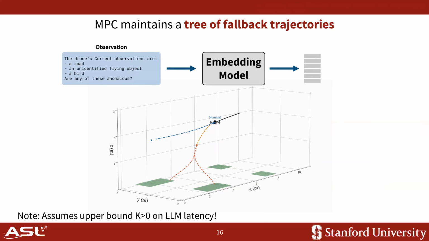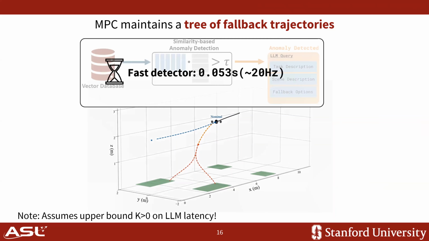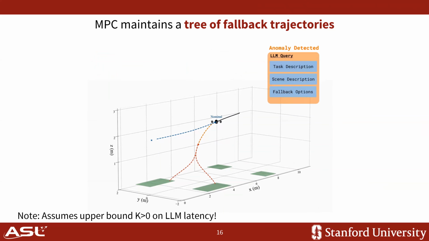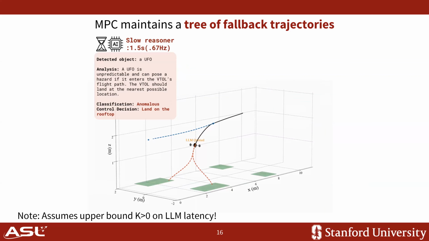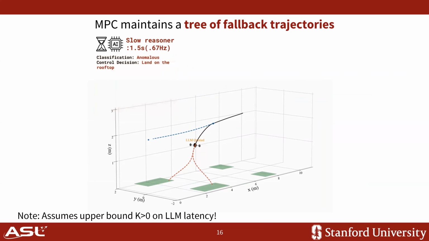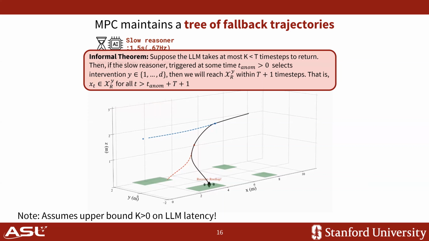We compute embeddings of the observations in parallel to the MPC to detect anomalies. And we show that this can be done in real time. Then we provide the current fallback options to the LLM reasoner, and as shown in orange, we note that the fallback trajectories are constrained to overlap for an upper bound on the time it takes the LLM to return a decision, a consensus constraint. This ensures that the fallback options we provide to the LLM are still dynamically feasible once the LLM returns a decision, thereby allowing the MPC to safely enact the LLM's choice. This controller design also allows us to prove that our controller reaches the recovery set chosen by the LLM.